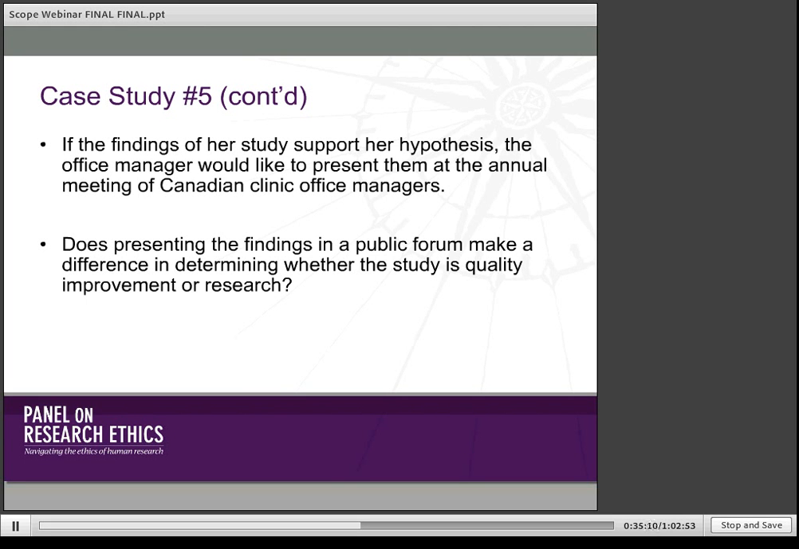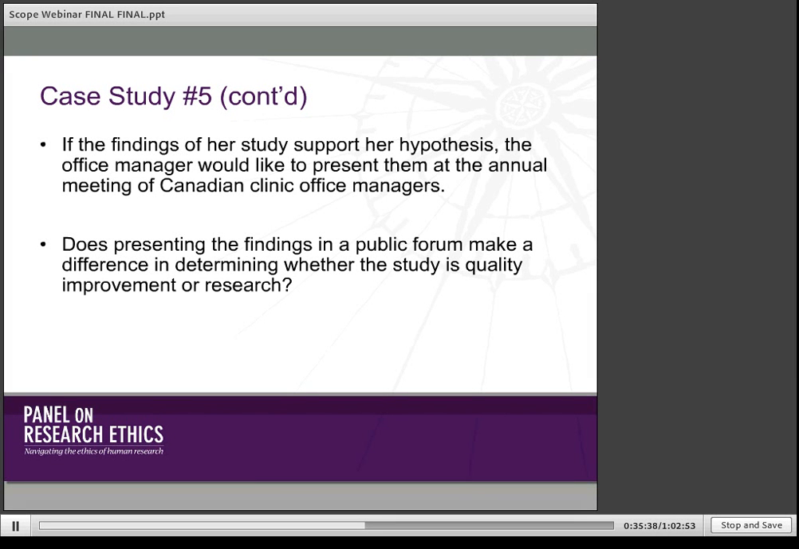A common misunderstanding is that you must get ethics approval from an REB to publish the results of a quality improvement or evaluation project. If she were to publish this study, she may be required to demonstrate that she underwent ethics scrutiny, but not from an REB. Ethics approval may be required, but what we're saying is that this is not research, and therefore it's not the REB that needs to give the ethics approval.